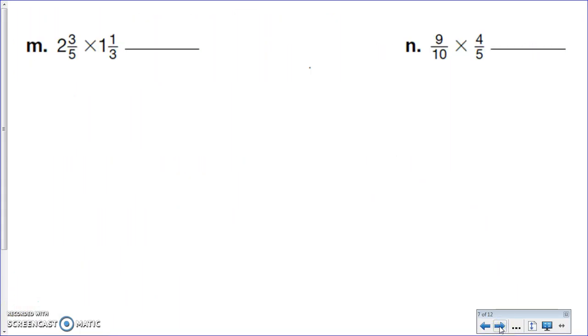Multiply 2 3/5 times 1 1/3. So first step, get them into improper fractions. So 5 times 2 is 10, plus 3 is 13, so we get 13/5. Then we do 1 1/3 to an improper fraction, so 3 times 1 is 3, plus 1 is 4, so we get 4/3.